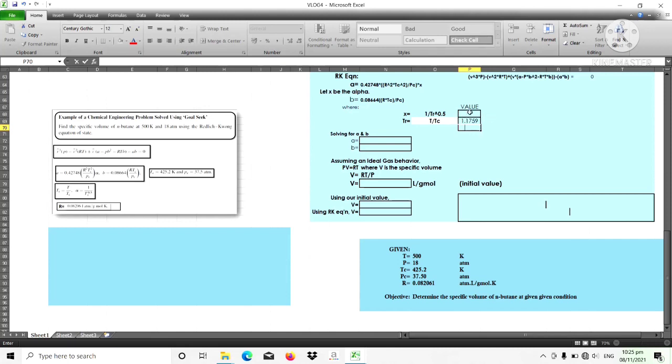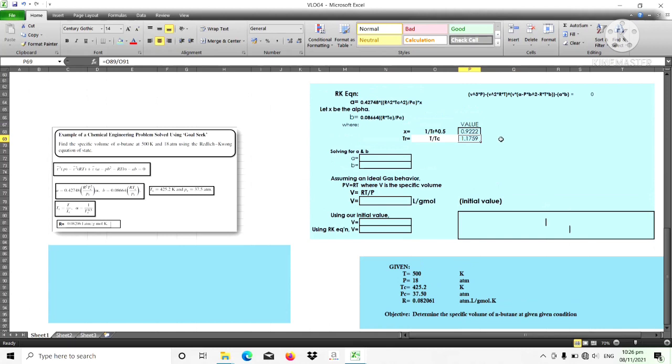And also we can now solve the alpha, which is the X, and distribute the given values. So we have the reduced temperature, which is 1.1759 raised to 0.5, then click enter. So our value for alpha, which is the X, is 0.9222.